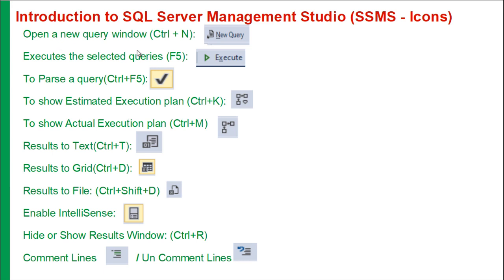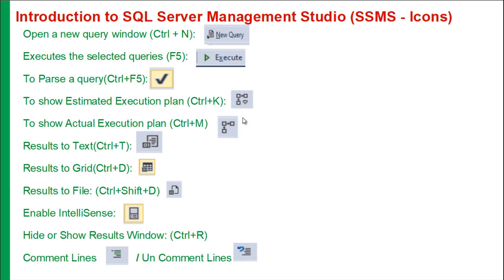These are a couple of important icons in SQL Server Management Studio. If you want to open a new query, you click on this New Query button. If you want to execute a couple of SQL queries, select those queries and click on the Execute button. If you want to see if your query has any syntactical error, press this Parse button. If you want to show the estimated execution plan, click on this button. If you want to show the actual execution plan, click on this button.